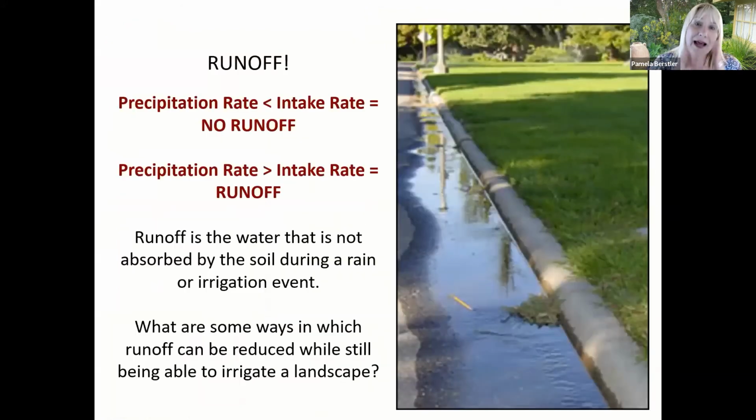Now, what happens when you are applying water to the soil at a precipitation rate that is faster than the water can be absorbed by the soil? You get runoff. So when the precipitation rate of the irrigation system exceeds the intake rate of the soil, runoff occurs. This is called dry weather runoff because it's not raining, we're irrigating, presumably, right? It's irrigation and it's a dry day, but that water's not making it onto the soil. It's running off the soil. And this is something that we want to try to minimize.